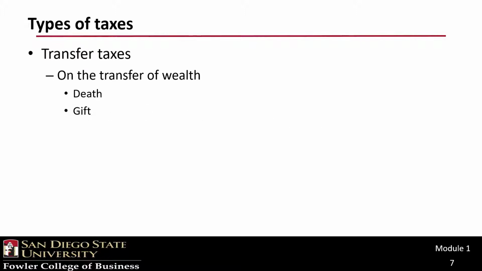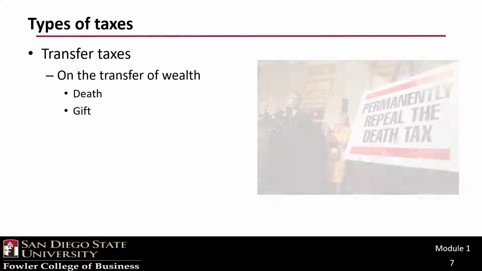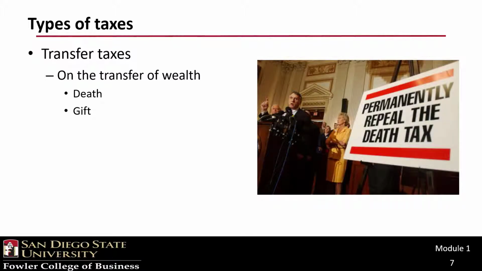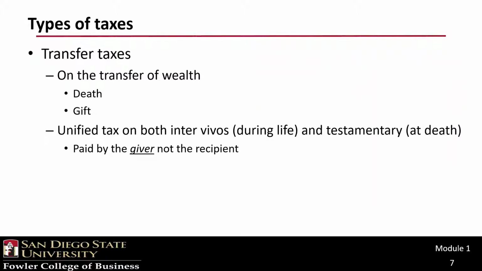So transfer taxes are a U.S. federal tax on the transfer of wealth. And that transfer of wealth happens at two different occasions. The first is at death, and then the other is as a gift. So there's a unified tax on both inter vivos, which just means during life, and testamentary, which means gifts at death. And interestingly enough, transfer taxes are paid by the giver, not by the recipient. So when you receive a gift, either as a gift or through death, that is actually tax-free to you.